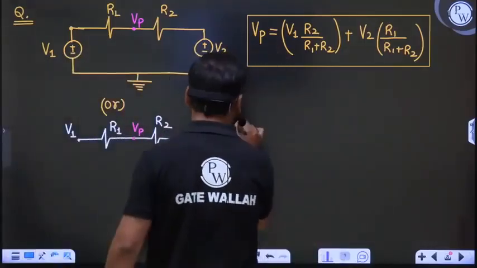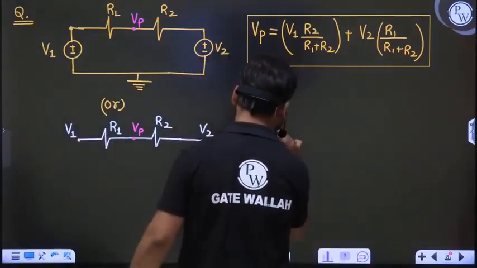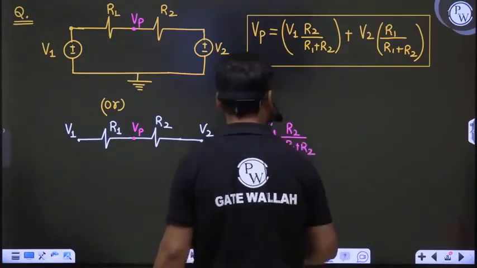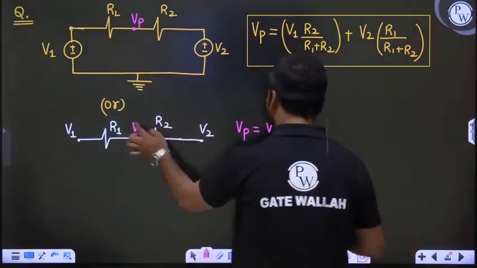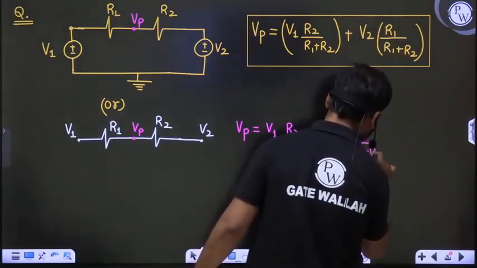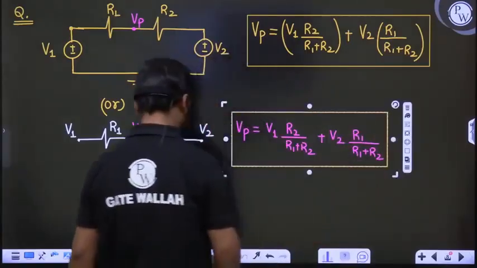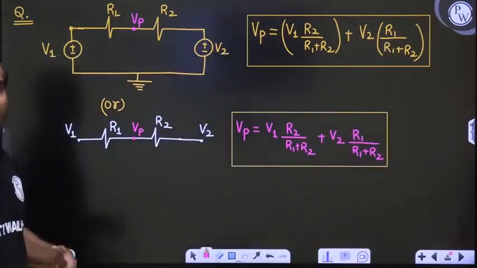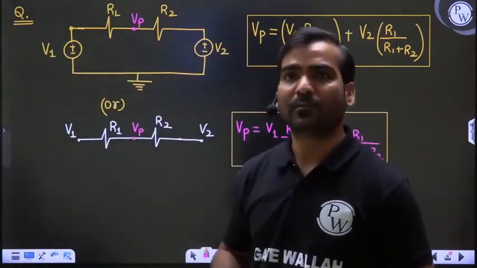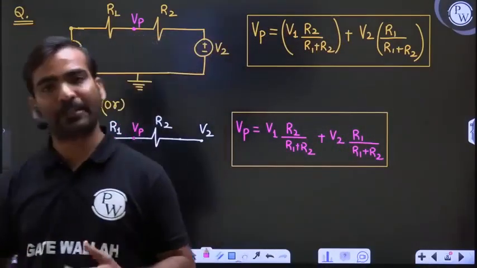So Vp will be equal to V1 into R2 upon R1 plus R2, plus V2 into R1 upon R1 plus R2. So this is your superposition plus voltage division rule. So what are we applying over here? Superposition plus voltage division rule. So this is the answer. For V2, is the voltage across R1 negative? No, it is positive only.